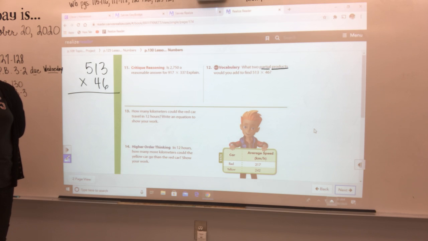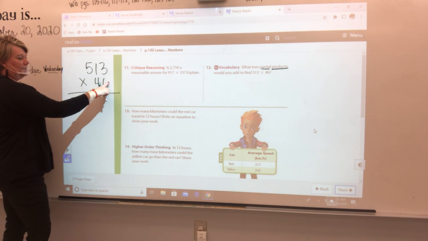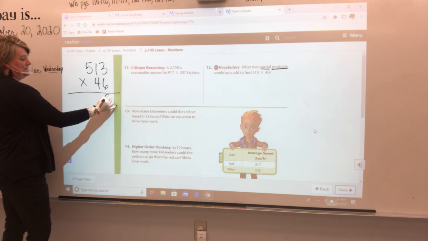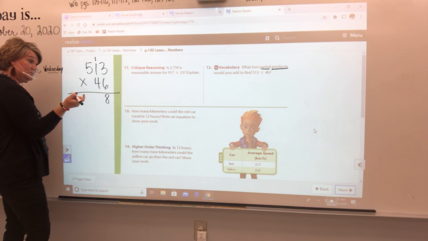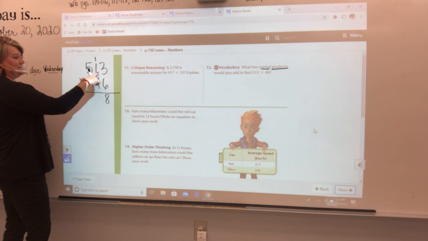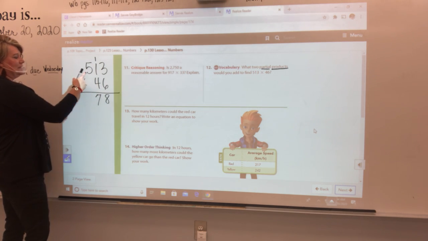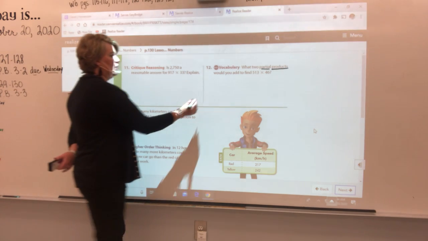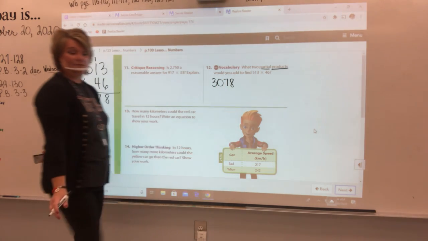Is that helping, turning your paper like that? It makes sense? Good. I'm glad. Okay. Holler it out if you know the answer. 6 times 3 is going to be 18. Carry a 1. Good. I'm proud of y'all. I can tell some of you know your multiplication. I can tell some of you don't. 6 times 1 is 6. Plus 1 more is 7. And 6 times 5 is 30. Guess what? That's one of our partial products. That's part of our answer.